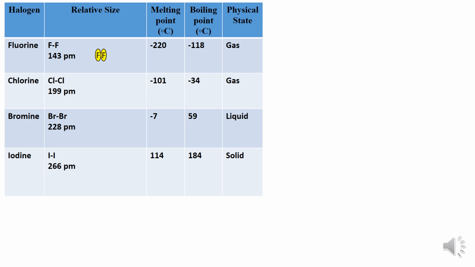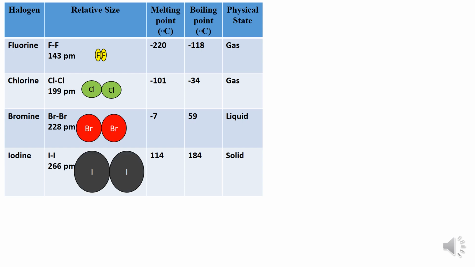As you go down the group, that is group 7, to which the halogens belong, the relative size of the halogens increases, and with the increase in the relative size of the halogen atoms, the internuclear distance also increases. The internuclear distance in the fluorine molecule is around 143 picometers, 199 picometers in chlorine, 228 picometers in bromine, and 266 picometers in the iodine molecule.